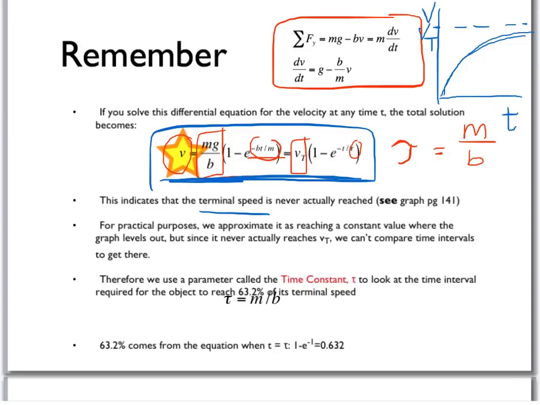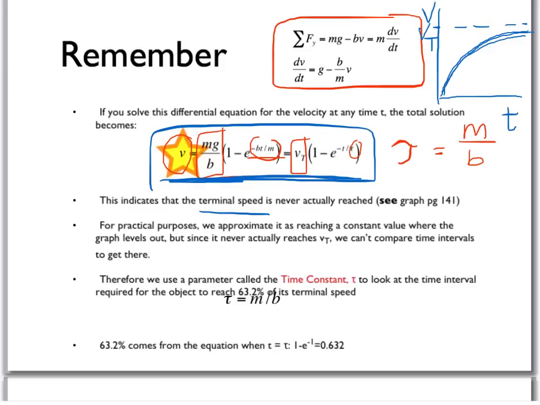The problem with that is that we can't actually compare time intervals to get there. So if we had a skydiver falling through air, or maybe a rock falling through honey versus a penny falling through honey or a penny falling through water, we can't say, hey, it took the rock this long to reach that terminal velocity, but it only took the penny this long to reach that terminal velocity. There is no time that it ever actually reaches terminal velocity, since this graph never touches that asymptote.